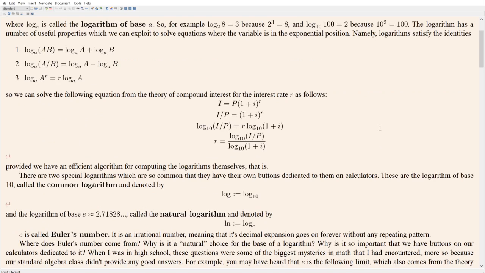For instance, you can use them to solve equations when the variable that you want to solve in is stuck inside an exponential position. So for instance, you may remember from compound interest, which was another topic that you probably saw in algebra, this equation here. I forget exactly what each of these terms means, but whatever. Say that you are interested in solving this equation for the variable r.